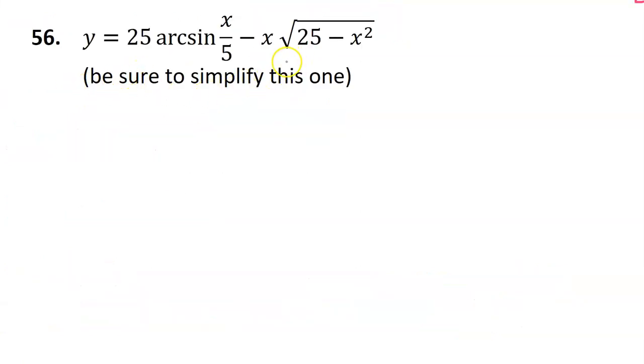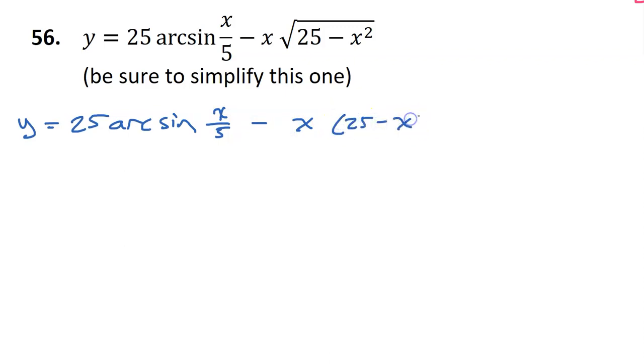I know that was a lot, and this next one is very similar, so I encourage you to pause the video and try to do this one by yourself, and then play the video and see how you did. Let me go ahead and rewrite this a little bit first. Maybe I'll just leave this as x over 5 minus x times (25 minus x squared) to the 1/2 power. All right, that's the only rewrite I'm going to do.